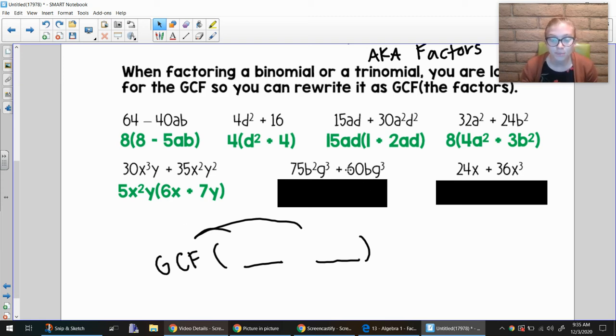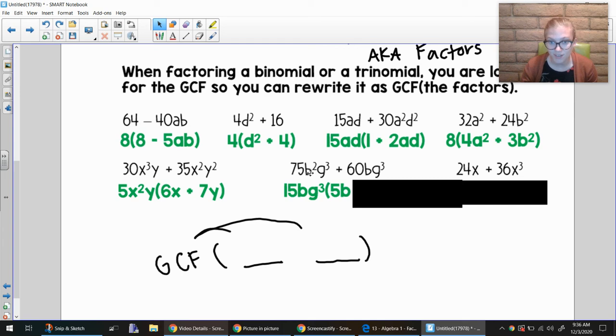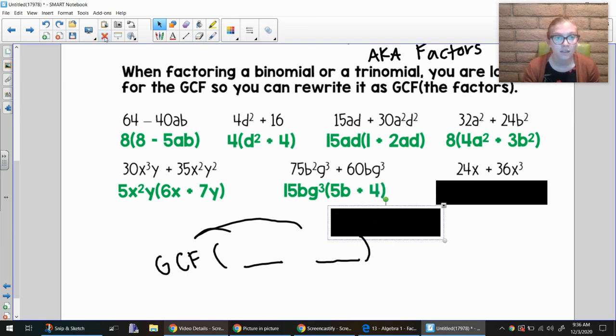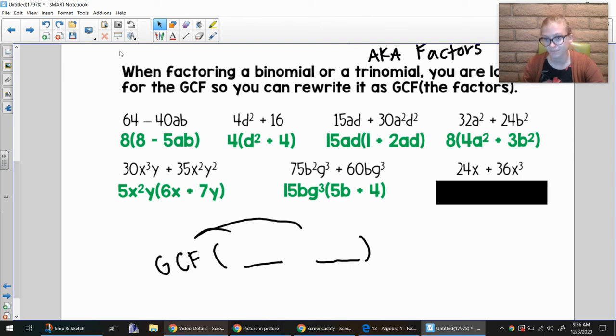75b squared g to the third plus 60b g to the third. Well, the greatest common factor between the two whole numbers is 15. That's the largest number that divides into 60 and 75. Now I'll look to see what variables they have in common. They each have one b, and they each have 3 g's. So 15b g to the third times 5b gives me 75b squared g to the third, and 15b g to the third times 4 gives me 60b g to the third.